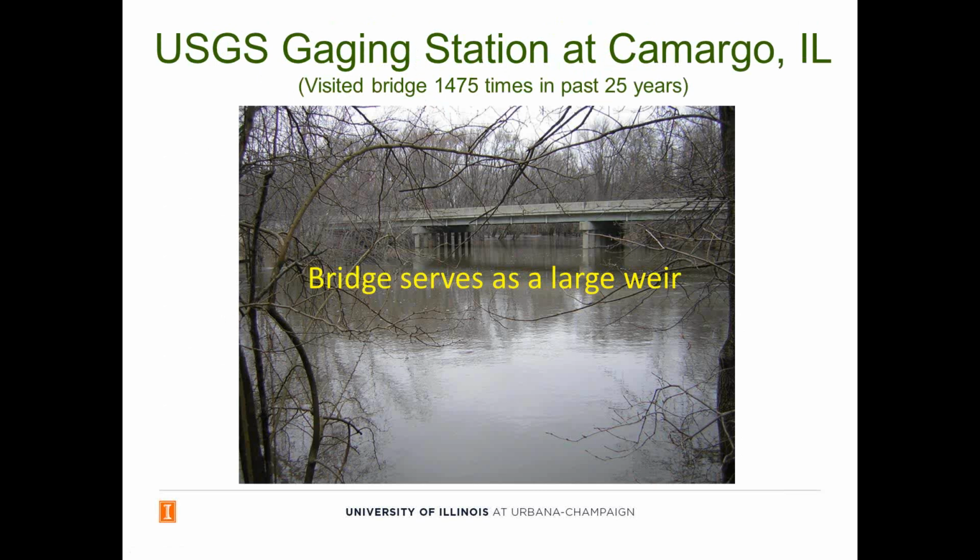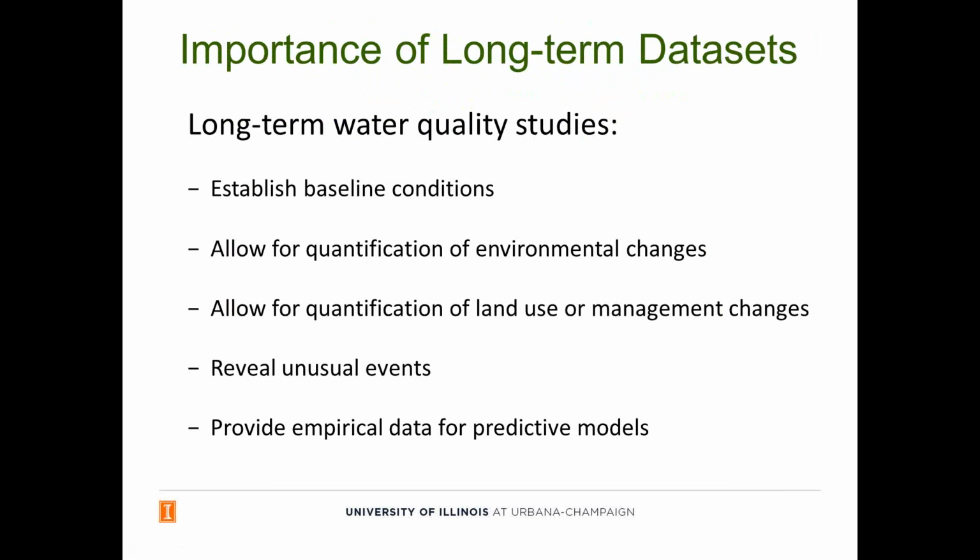Anyway, we've visited that bridge over 1,475 times in the past 25 years, and we generally sample weekly if there's no event, and as much as daily or more during very large flow events. The long-term data sets are really important because they can establish the baseline of conditions. What is our average loss per year? And also, long-term data sets allow for the quantification of environmental change.